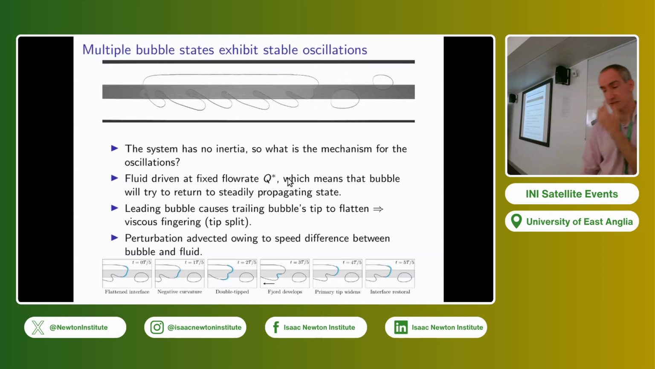Well, that's just standard viscous fingering. The setup of the system is such that the interface behind becomes flat, it's slightly inclined, but if it's large enough and flat enough, it will be susceptible to viscous fingering. You get a little fjord developing that gets swept along the bubble because the bubble is not moving at the same speed as the fluid, as I already said. And then the other part of the interface tries to return to its steadily propagating state, and the cycle begins again.